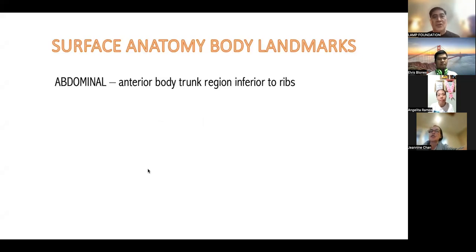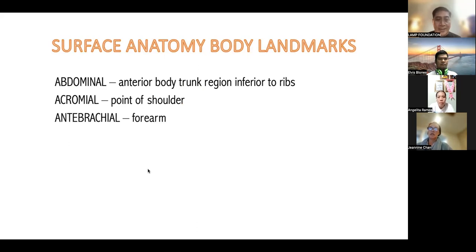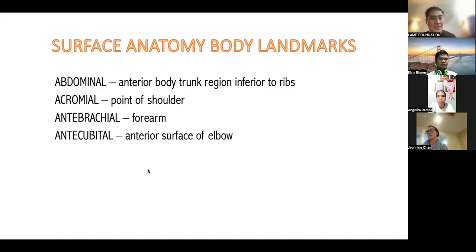So when we say abdominal, it actually refers to the anterior body trunk region, inferior to the ribs. That's abdominal. Acromial is the point of the shoulder. Antebrachial is the forearm. Antecubital, anterior surface of the elbow. Axillary, armpit. I think it would be more classy to call it axillary.